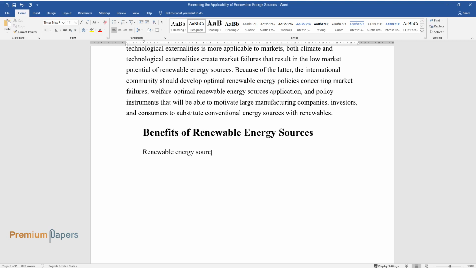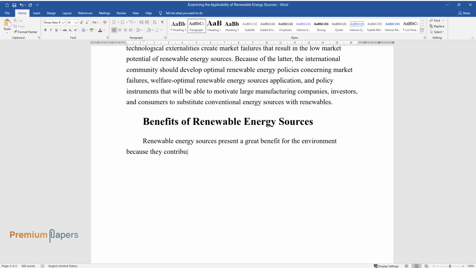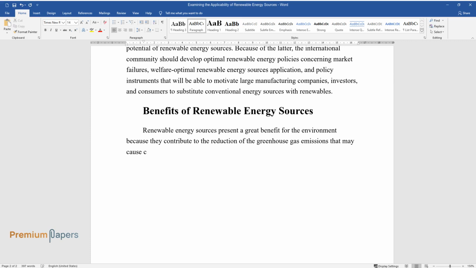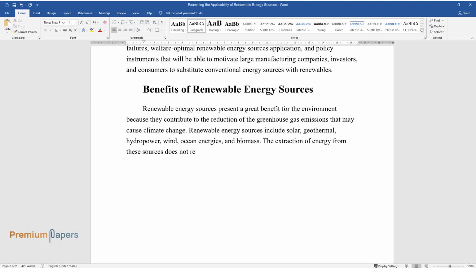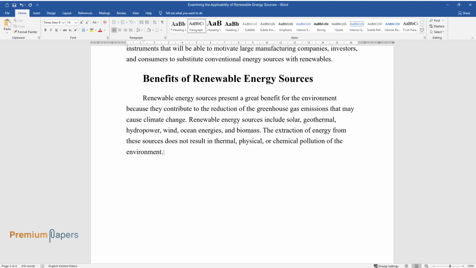Benefits of renewable energy sources. Renewable energy sources present a great benefit for the environment because they contribute to the reduction of the greenhouse gas emissions that may cause climate change. Renewable energy sources include solar, geothermal, hydropower, wind, ocean energies, and biomass. The extraction of energy from these sources does not result in thermal, physical, or chemical pollution of the environment.